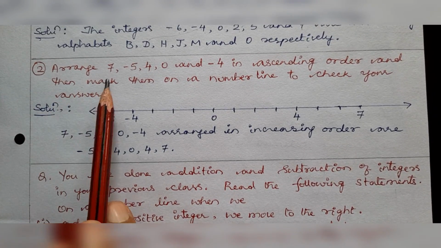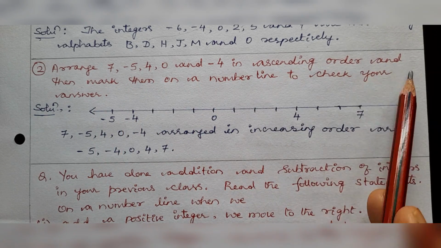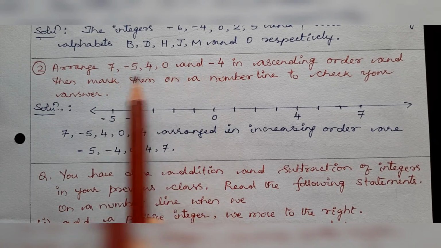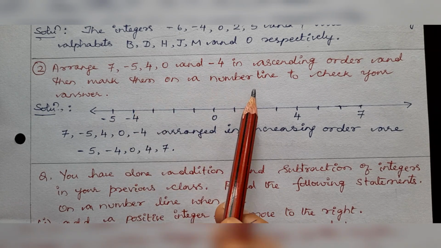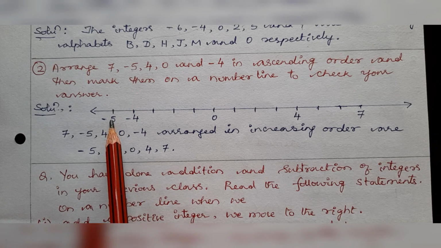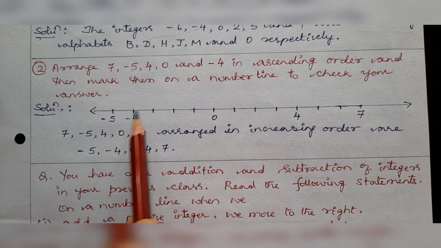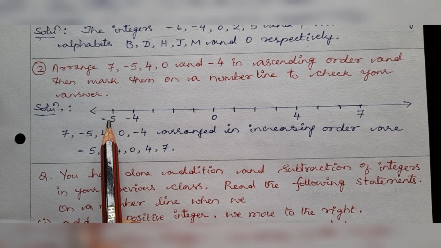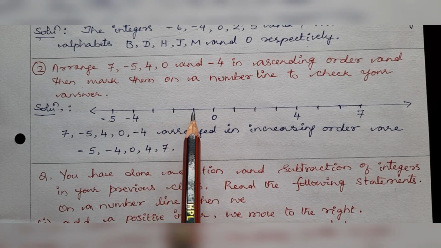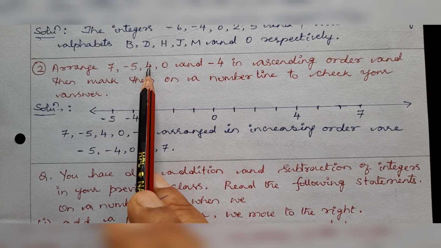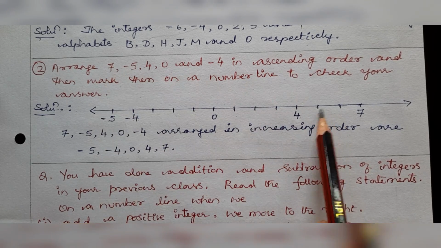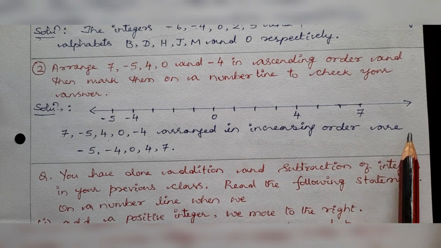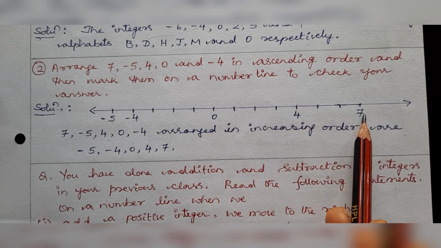Next, second problem: arrange 7, minus 5, 4, 0 and minus 4 in ascending order and then mark them on a number line to check your answer. So here the integers are given randomly; write them in ascending order, minimum number to maximum number. Minimum number is minus 5. First draw the line. Next mark points at unit distance for each mark. After that label the values: minus 5 first, next minus 4, minus 3, minus 2, minus 1, next 0, then 1, 2, 3, 4, next 5, 6, 7. So 7, minus 5, 4, 0, minus 4 arranged in increasing order are minus 5, minus 4, 0, 4, 7. Increasing order means ascending order.